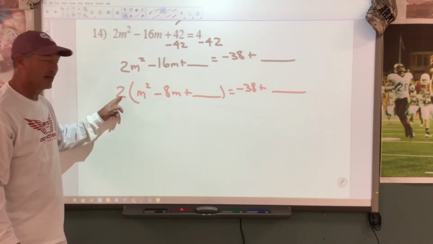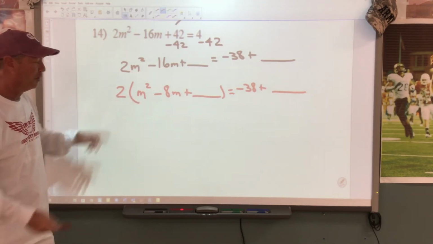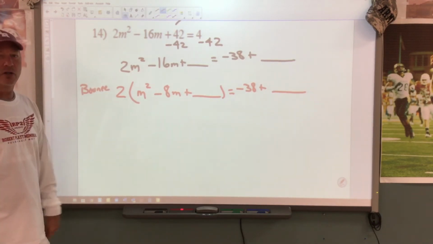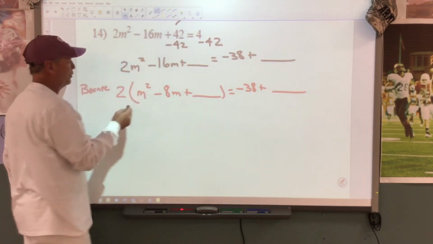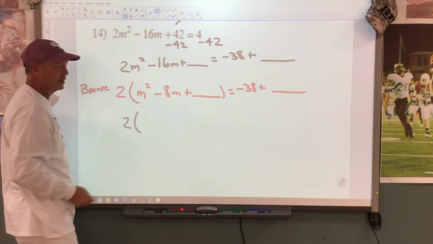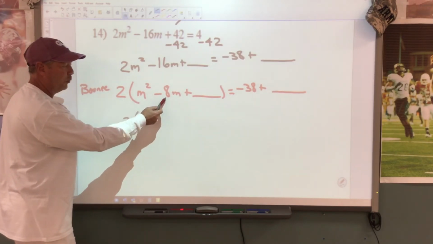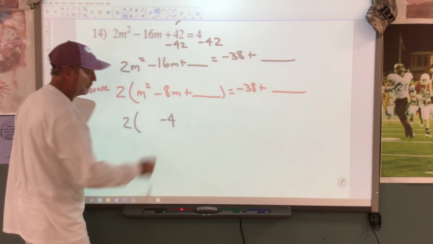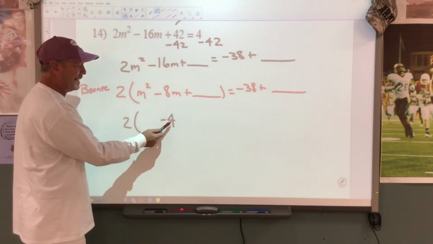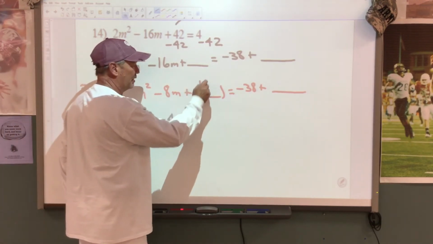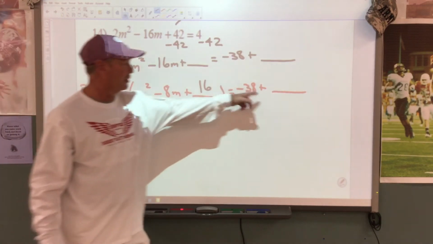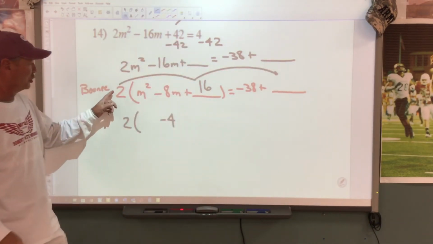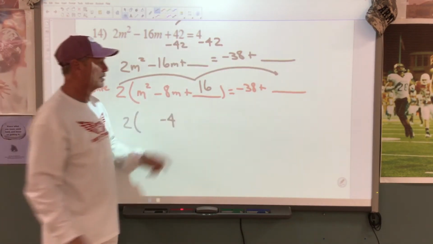Do you remember when we had to factor what I said we needed to do? When you factor, we're going to ask you to bounce. If you factor, you will bounce. So we're going to bring down the 2, start our parentheses, and ask: what is half of negative 8? Half of negative 8 is negative 4. We're going to square this. Negative 4 times negative 4 is a positive 16. But I can't put 16 here. I have to bounce this 2. I bounce the 2, meaning I multiply 2 times 16. 2 times 16 is 32.